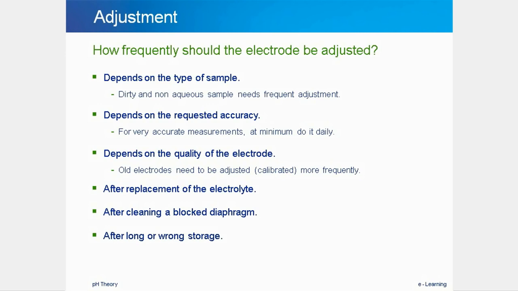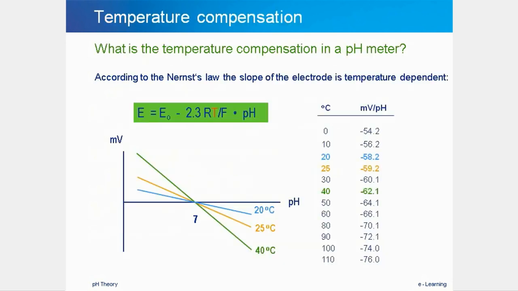When an electrode is treated with certain procedures, it always needs readjustment. Some of these procedures are the replacement of the electrolyte, the cleaning of a blocked diaphragm, after storage, after regeneration, etc. One important issue for correct measurement is to know what the temperature of the sample is and to correct for both the buffer value at that specific temperature and the slope of the electrode at that temperature.